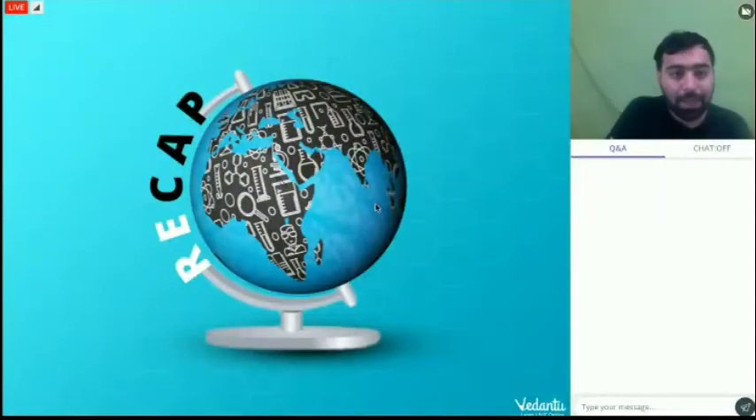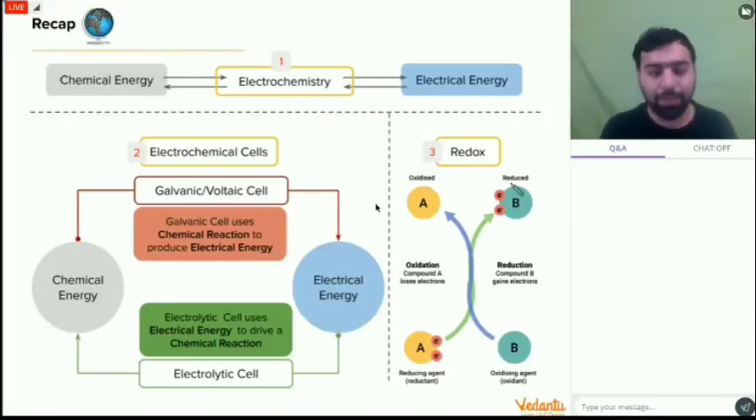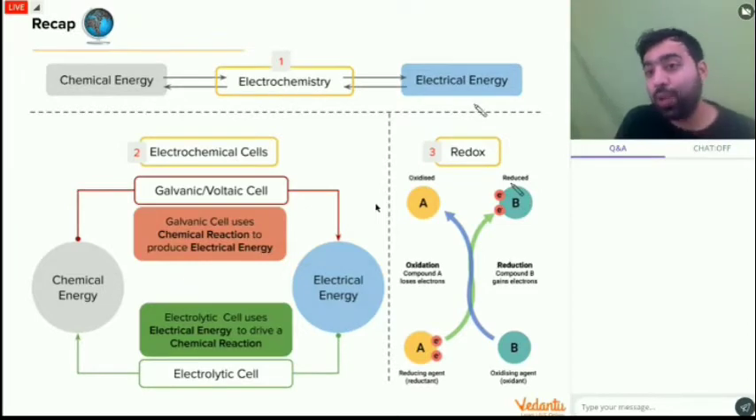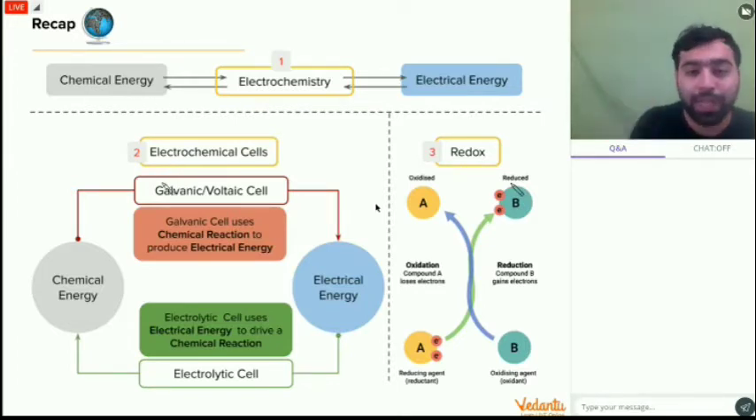Take the recap. Okay, what we studied in the previous section. We started with electrochemistry. Electrochemistry deals with the conversion of chemical energy to electrical and electrical to chemical. We studied two types of cell.